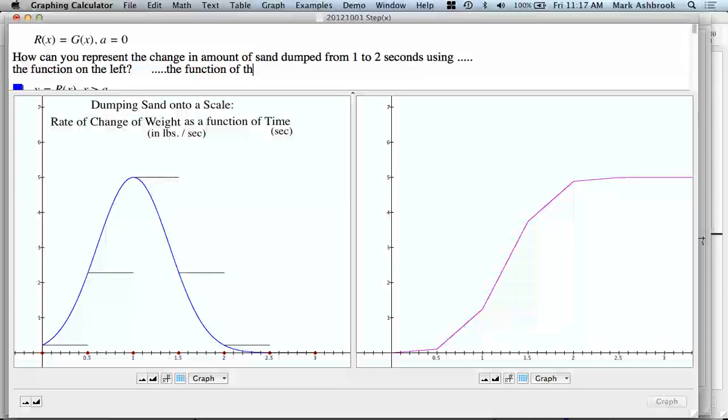And then I have a question for you. Okay, how can you represent the change in the amount of sand dumped from 1 to 2 seconds using the function on the left, and I mean the step function, the black function, okay? And how can you represent the change in the amount of sand dumped using the function on the right? Talk about that. See if you can come up with it. See if you remember. That's the question we asked a month and a half ago or so.